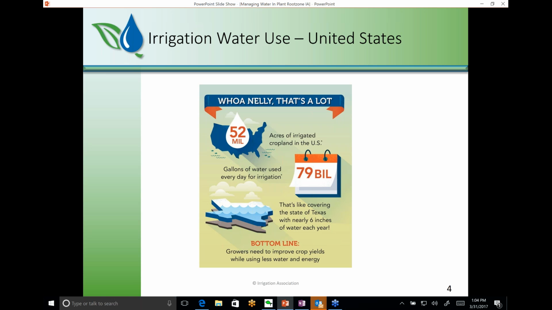So the bottom line is that growers, sports turf managers, and landscape contractors need to improve crop yields and aesthetics of playing surfaces while using less water and the energy to move it.